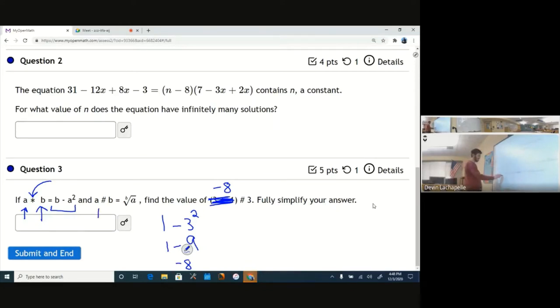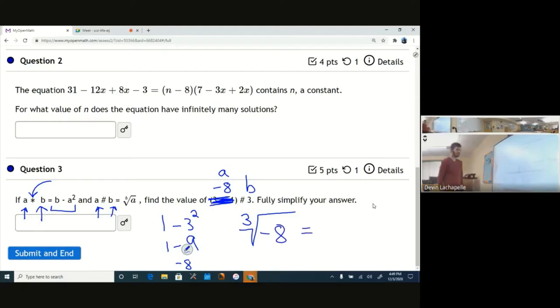Well, this says A hash B is the same as the B root of A. All right, so our first number is A. That's negative 8. Our second number is B. So the B root of A, well, the B is 3, so it's going to be the cube root, the third root. And A is just negative 8.